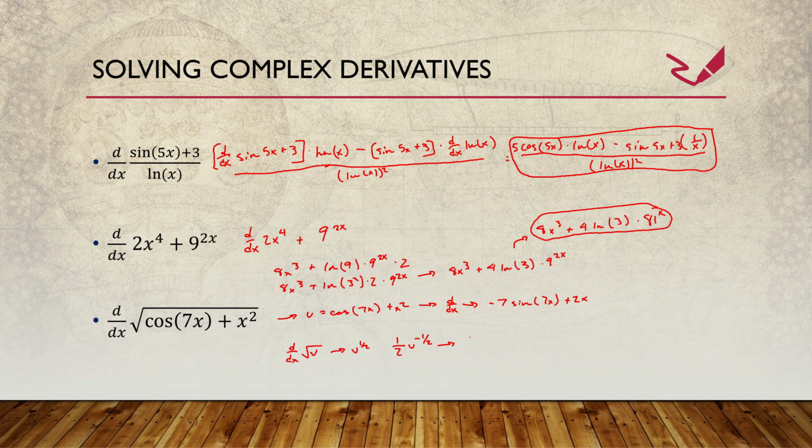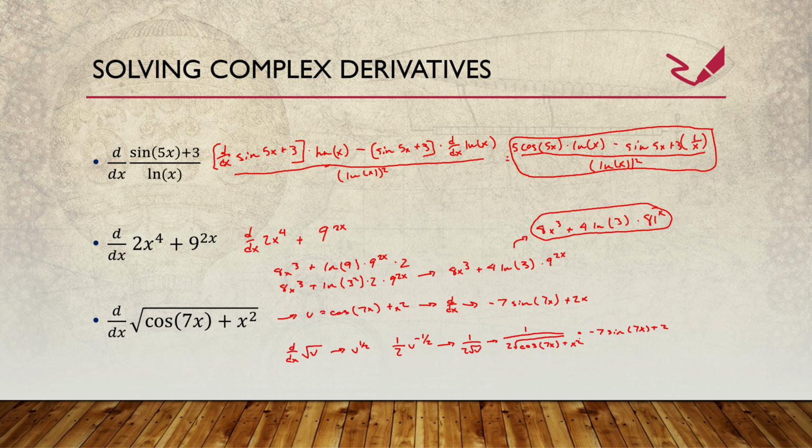Or better to write it in a radical form. So that would be your derivative. So now let's integrate our u back into our original function. We'll plug in the expression of cosine of 7x plus x squared. And then don't forget the derivative because we have to use the chain rule. Multiply by negative sine of 7x plus 2.